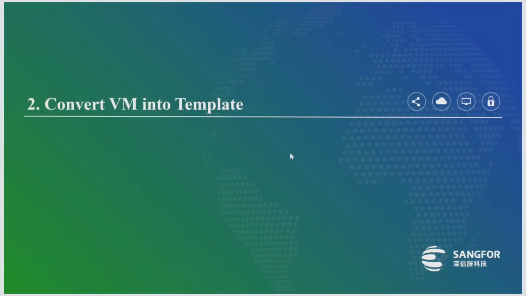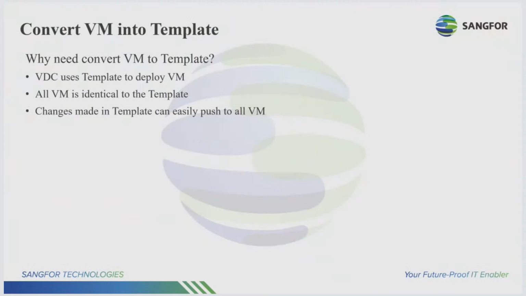And then the second step, convert the virtual machine into a template. First, why do we need to convert the virtual machine to a template? Because the VDC will use this template to deploy virtual machines, and all virtual machines are identical to the template. Any changes in the template, we can easily push to all virtual machines. So this makes upgrades easy.